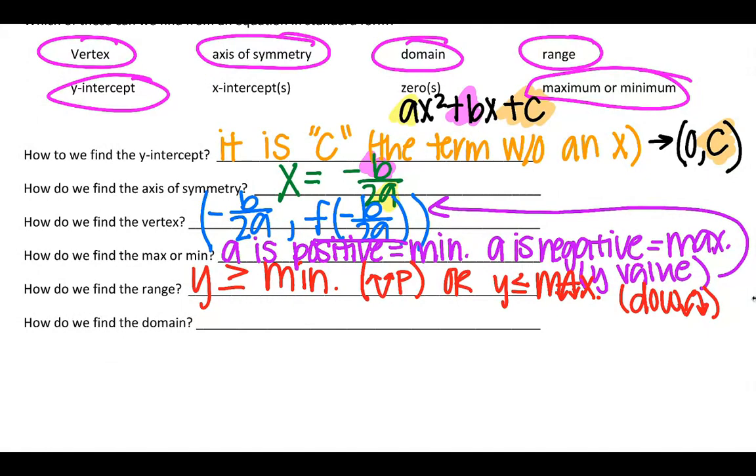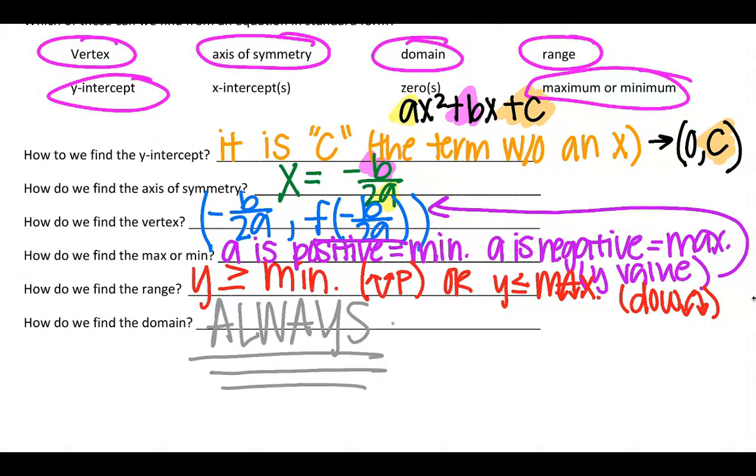Lastly, domain is always negative infinity to positive infinity, or you can write all real numbers. But it's always that. Okay, let's try some examples now.